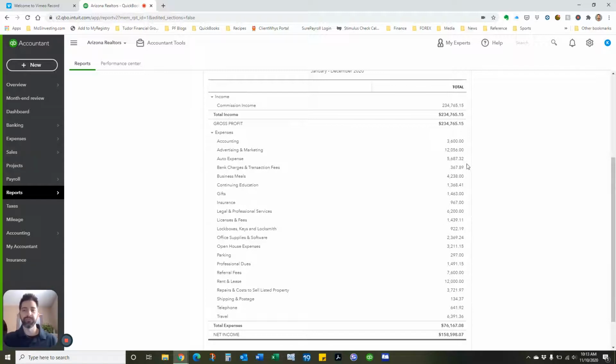Your bank charges, your transaction fees, processing fees, monthly bank fees, things like that. That should be relatively low. Hopefully, in this case, it is.